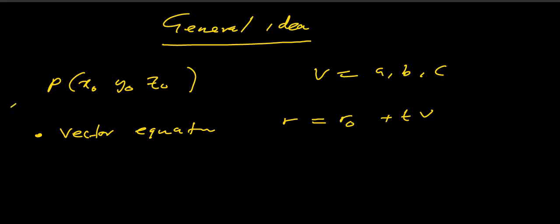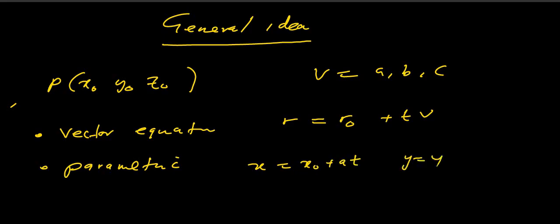Then the second thing, if you're looking for the parametric equation, we just have x is equal to x naught plus at, then y is y naught plus bt. This is the easiest when you just have one point. Then z is equal to z naught plus ct. Yes, this is supposed to be bt for y, and this is ct for z.